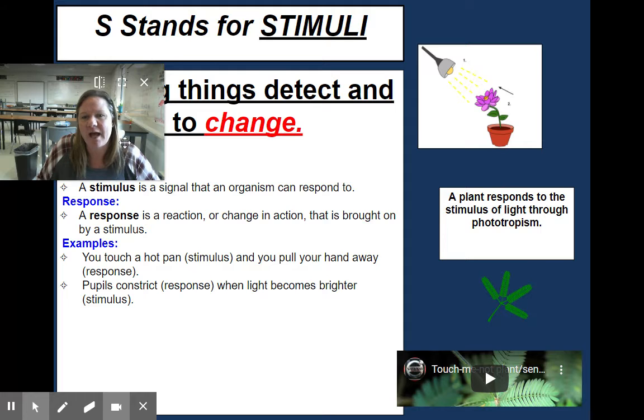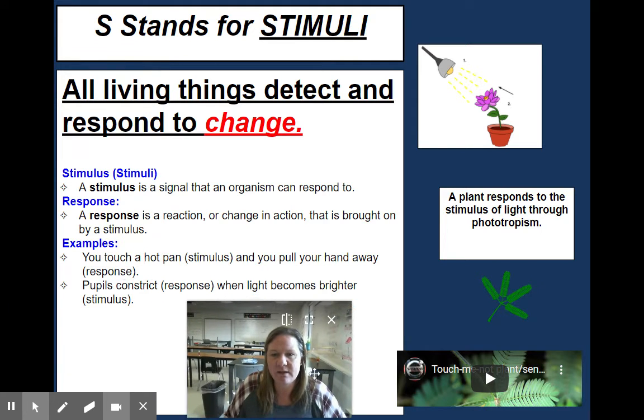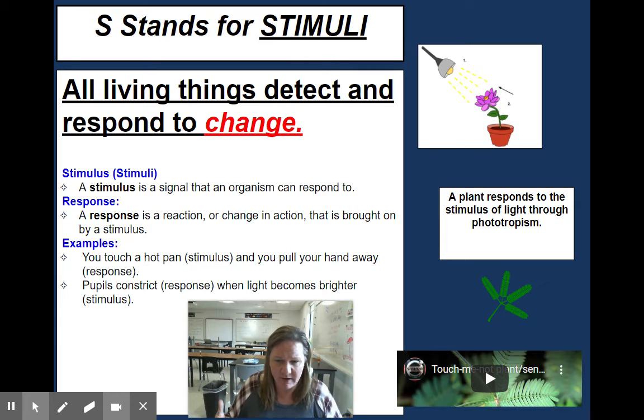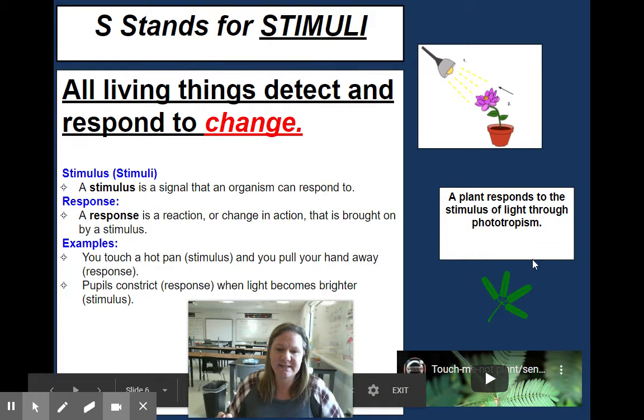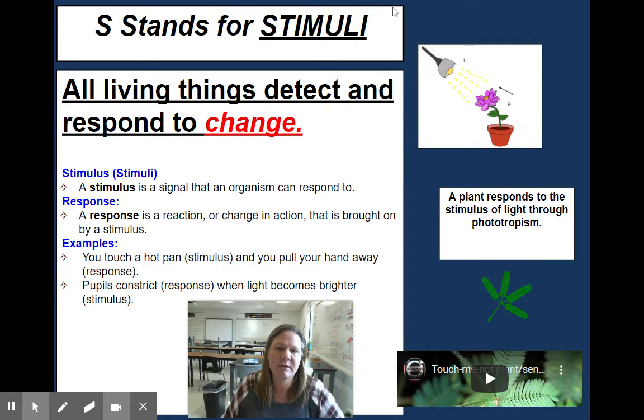Living things can respond to their environment. Living things respond to a stimulus. A stimulus is a change in the environment, and the response is the organism's reaction to that change. I'm going to share this slideshow with you. You can watch this video. There's a sensitive plant. It's actually a plant where you touch the plant and the leaves close up. Plants will respond to light. The stimulus is the light, and the plants will actually bend toward the light.